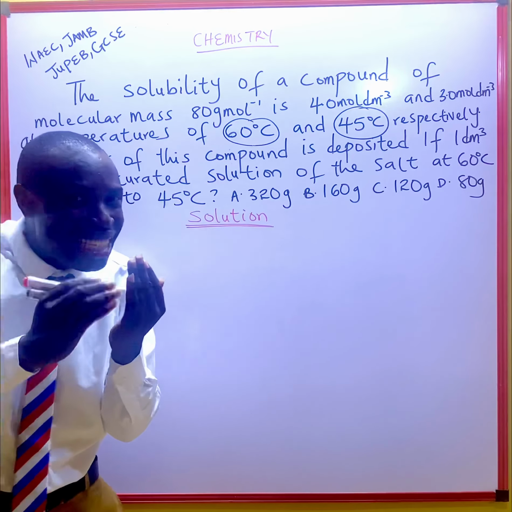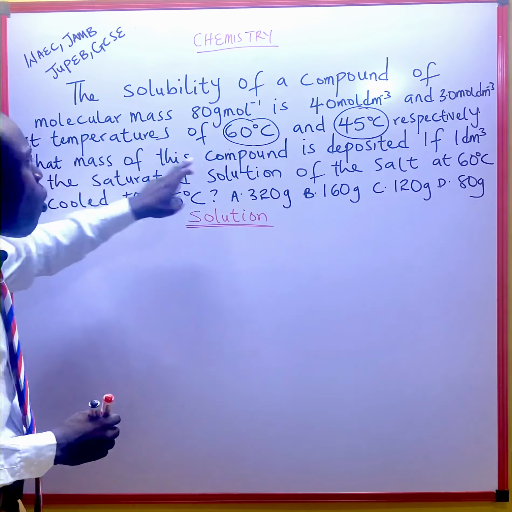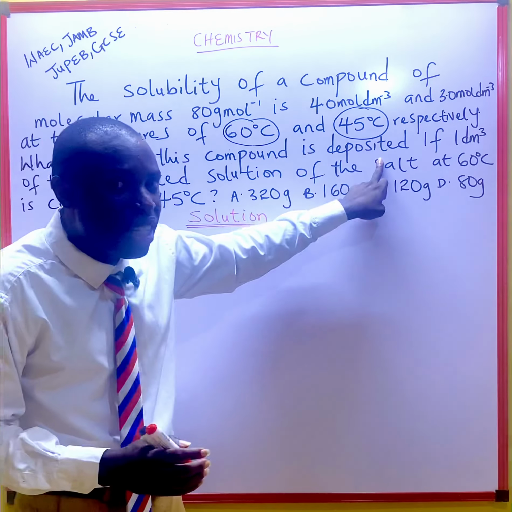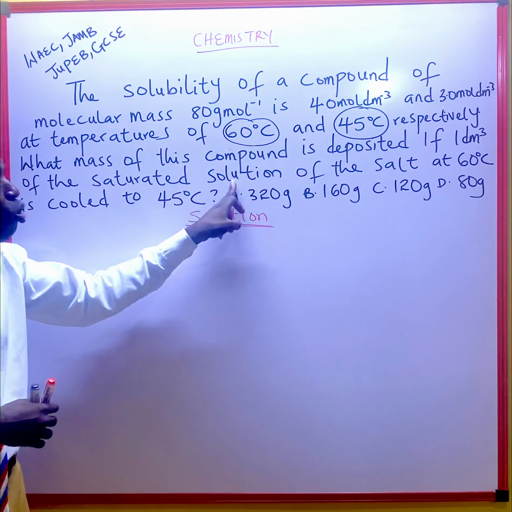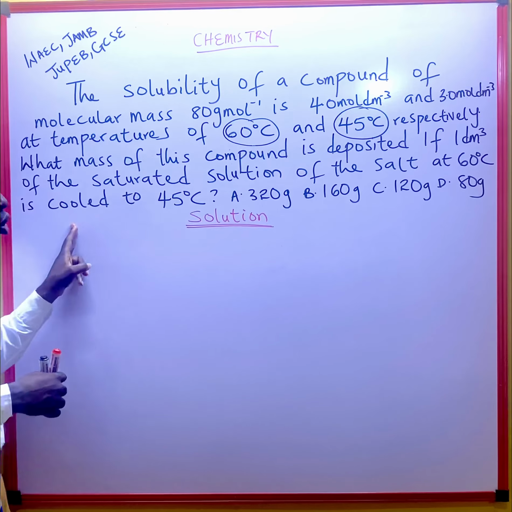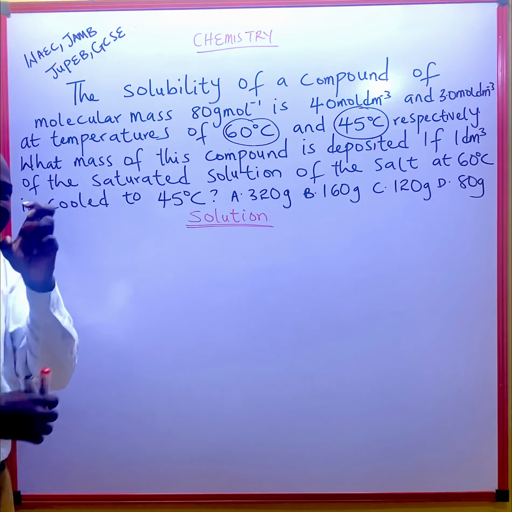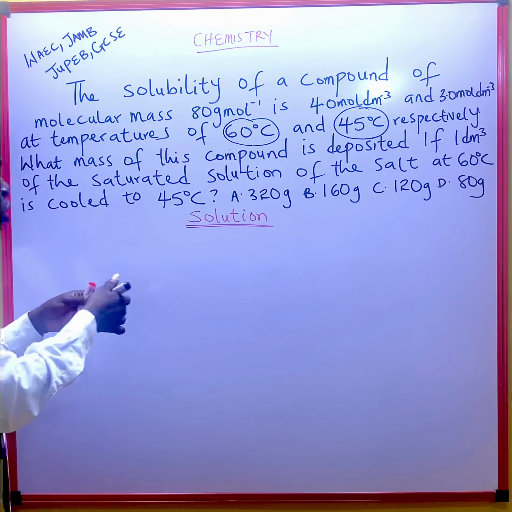Now, look at the step-by-step approach I am using here. What mass of this compound is deposited if 1 dm cube of the saturated solution of the salt at 60 degrees Celsius is cooled to 45 degrees Celsius? And these are the options. What do we do? It is simple.